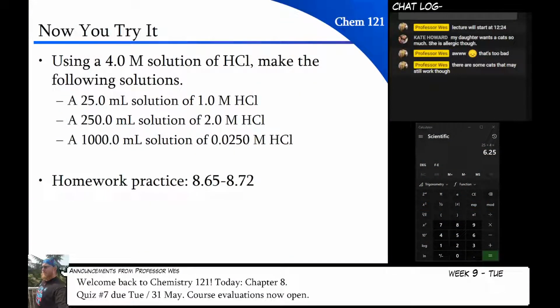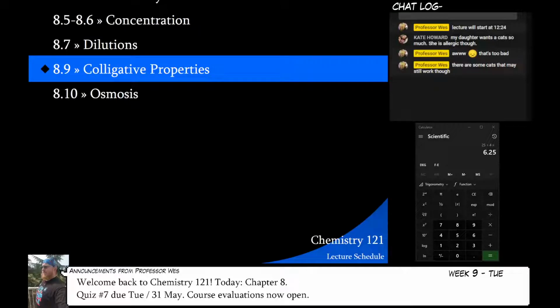Oops. I was sitting there listening to the music. There we go. On the screen is the homework practice, just in case you didn't get that. Let's keep going. So, the next section we're going to talk about is colligative properties.